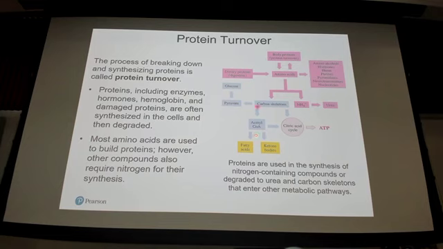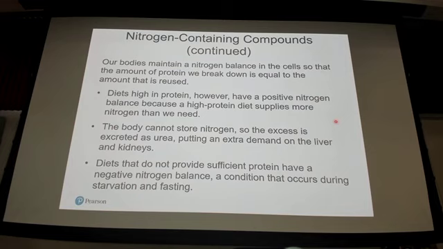And so when we have excess, when we eat too many proteins, since our body needs to maintain a protein balance, the body will remove that excess protein in the form of ammonia, which will be excreted in our urine as urea. And that is how the body maintains its nitrogen balance. So too much nitrogen has to be removed in the form of urea.